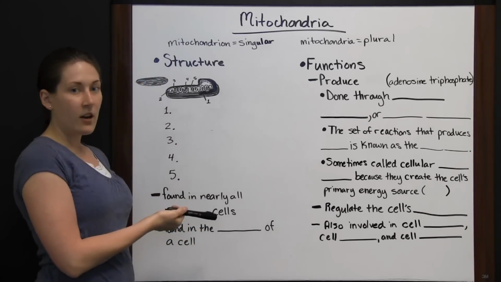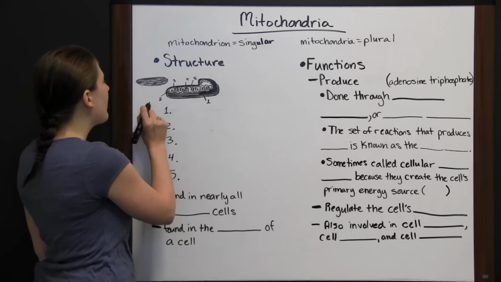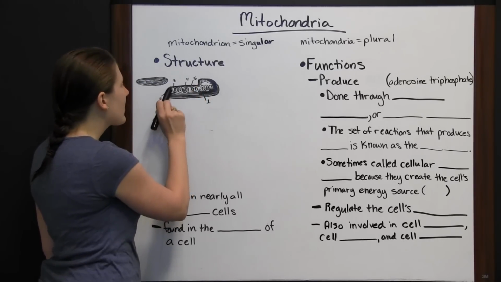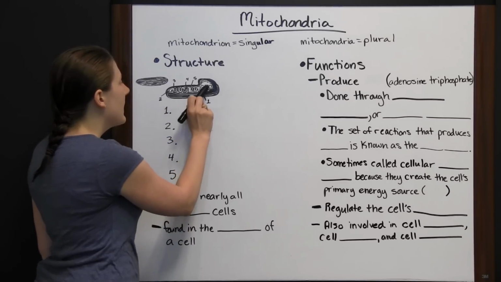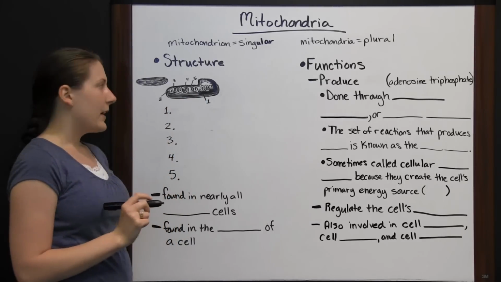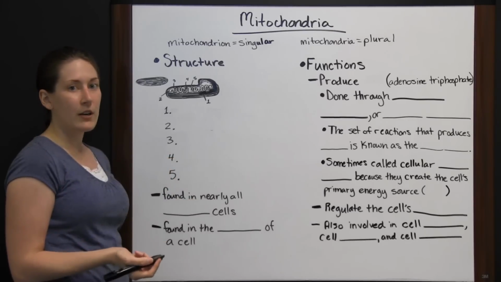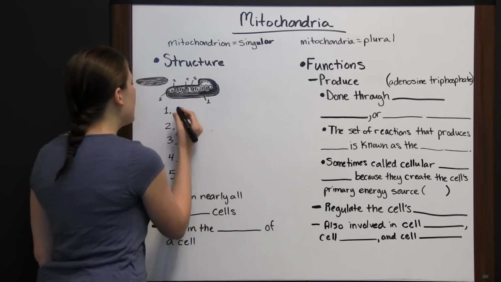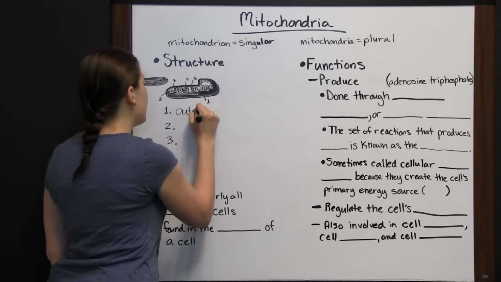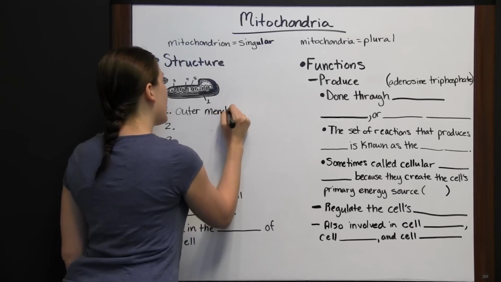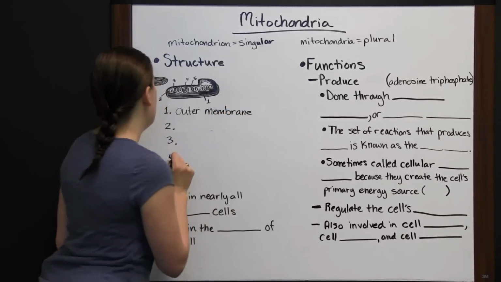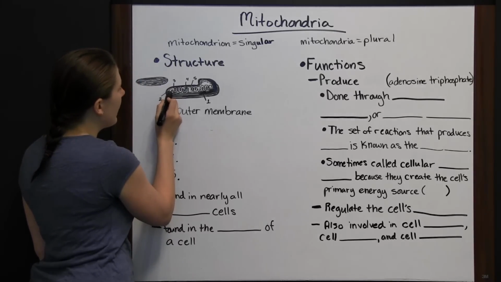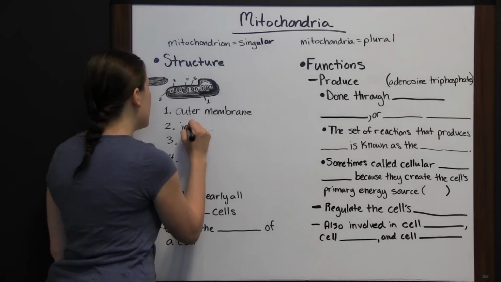So the structure of a mitochondria. If you see it floating around in the cytoplasm, it kind of looks like a jelly bean. If you can see a cross cutout of it, then you're going to see this little squiggly membrane going through the middle there. So let's look at what each part of the mitochondria is. This outer layer that you can see is called the outer membrane.